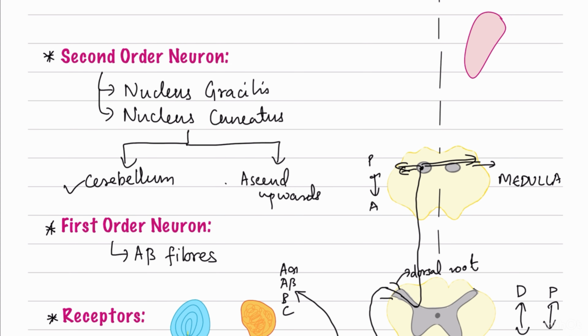The second group of fibers are those which ascend upwards. They are actually part of the dorsal column. They will go from the medulla upwards into the sensory cortex. What happens to these fibers? These fibers will actually cross at the level of medulla, which is a very important point. That is, they will ascend through the spinal cord without synapsing. Then they will enter the medulla, they will synapse there, and then they will cross to the opposite side of medulla, and then ascend upwards through the pons, through the midbrain, and finally synapse or end at the thalamus. So these fibers constitute the second order neuron.